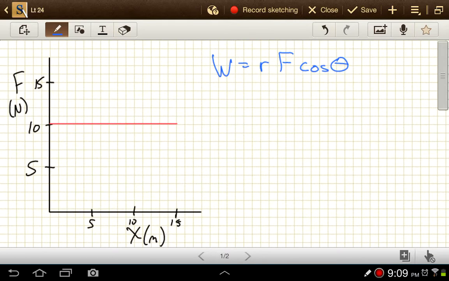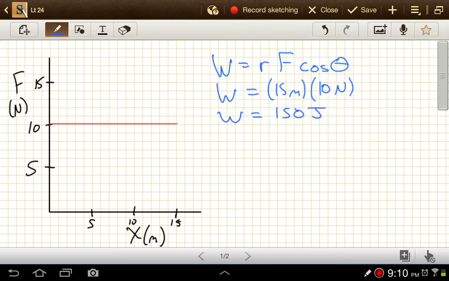Now here we aren't given much information about direction. All we really can tell is whether the force is positive or negative and whether the distance is positive or negative. In this case it looks like whenever the force is positive, the distance is positive as well. So we'll say that the angle is 0 here. They're in the same direction. So work in this case would be equal to the distance, which is 15 meters, times the force, which is 10 newtons, or work is 150 joules.